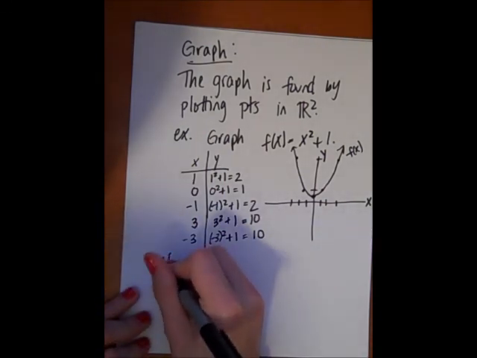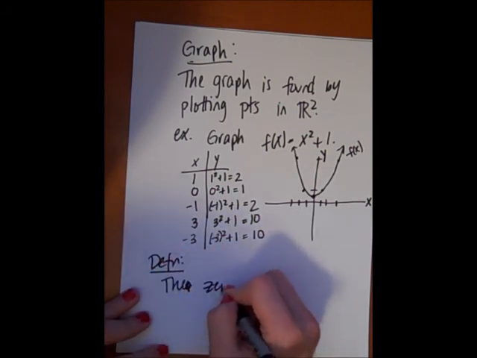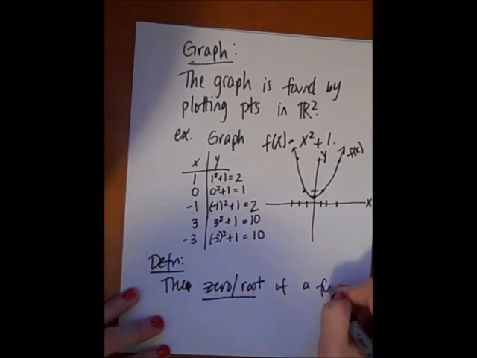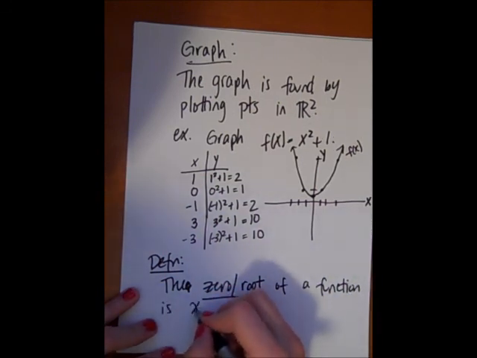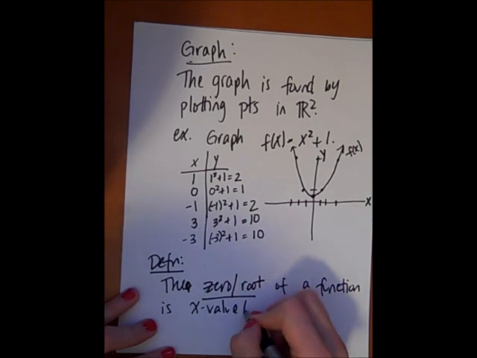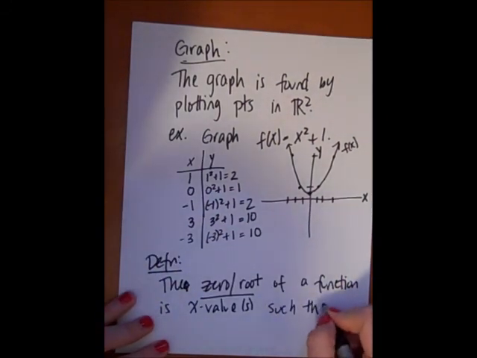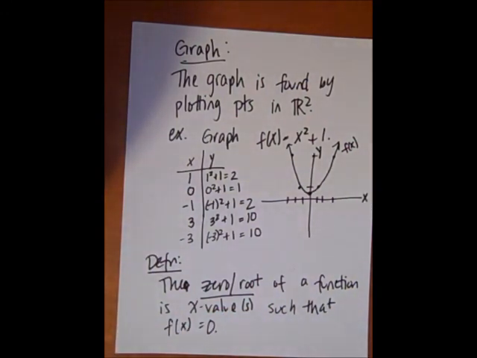So, different definition. The 0, or the root, of a function is x values. There might be one, there might be more than one, such that f of x equals 0. So the zeros of a function are just those x values such that the function equals 0. That's going to be what a 0 or a root is.